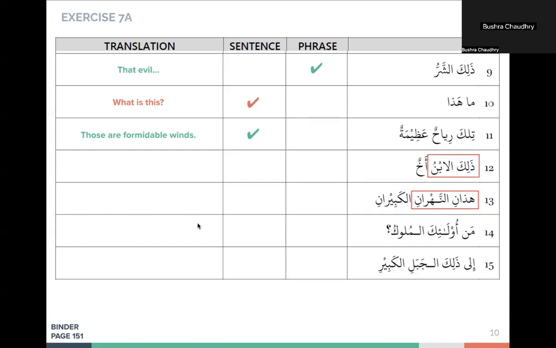Piggybacking on the 13th, then the block should be on all three words, isn't it? Hadhani, nahrani, kabirani. No, it shouldn't be all three words, because the block is only me highlighting the fragment. What I mean by the fragment is that hadhani goes with nahrani, there's nothing in between. However, al-kabirani is a sifa defining nahrani. Yeah, this is your sifa. Okay, this over here is going to be your khabar.